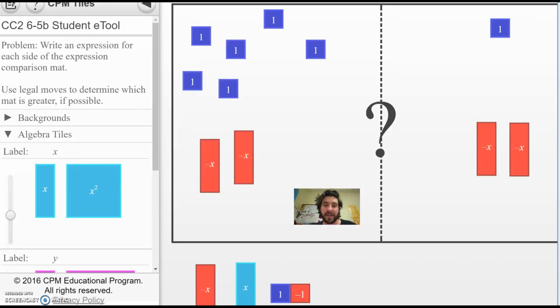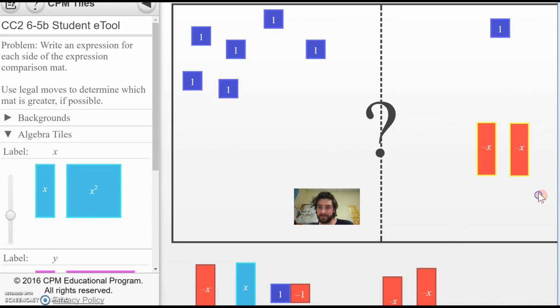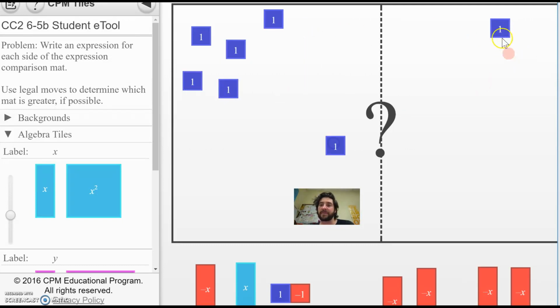So if I go back here, I'm looking at whether there is something that's the same here and over here. Well, yeah. I can take these 2 negative x's and remove them, and take these 2 negative x's and remove them. And I see that there is a positive 1 and a positive 1. So I can take both of these and remove those. It's fair, I've done the same thing to both sides. So now what I'm left with is really just a comparison of mat A and mat B. And I can see that mat A has 5 more than mat B. So I know that this side is greater.